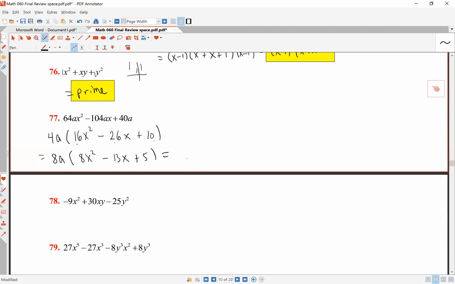All right, so we get 8a. Well, I'm thinking I'm going to factor that one by grouping. 8x squared minus 13x plus 5. That's 40 to get negative 13. So we would use negative 8 and negative 5. Take out the 8x, and I'm left with x minus 1. Take out the negative 5, and I'm left with x minus 1. This is 8x minus 5 and x minus 1.